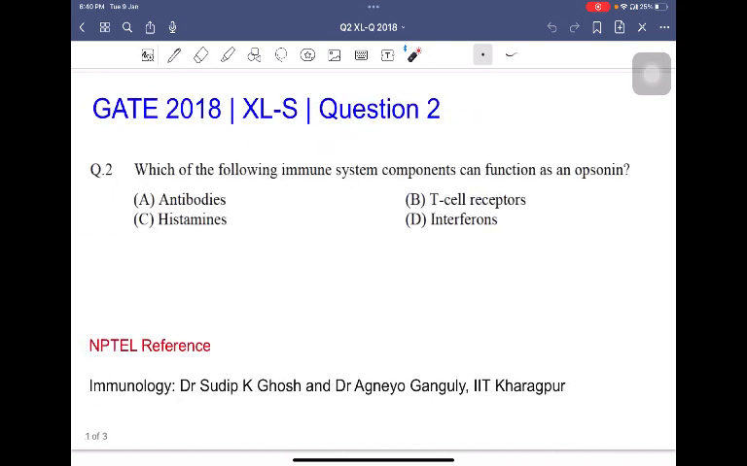So among these immune system components, antibodies can act as opsonin. Opsonin is helping the phagocytosis to begin, helping the phagocytosis to initiate, right? The rest of them, like T cell receptors, histamine, interferons, cannot function as an opsonin. So our correct answer is A, and that's it.